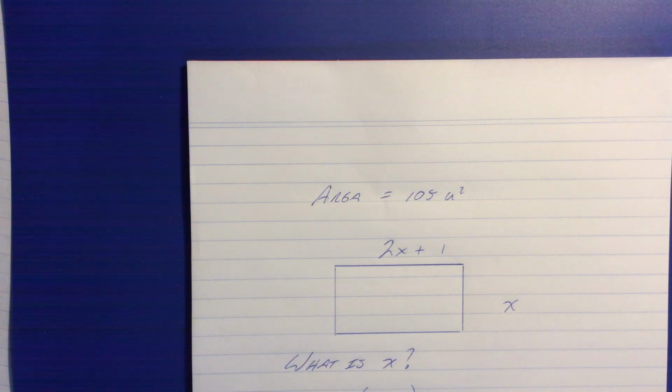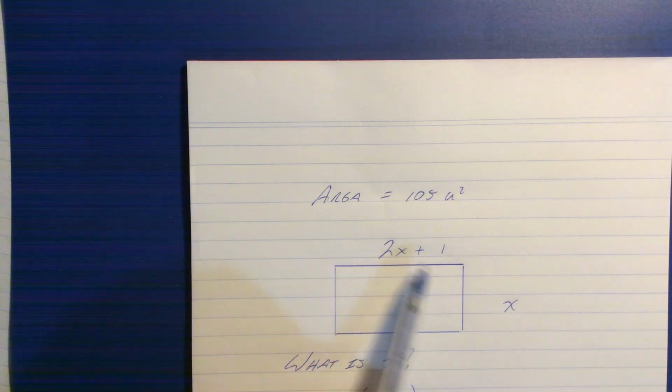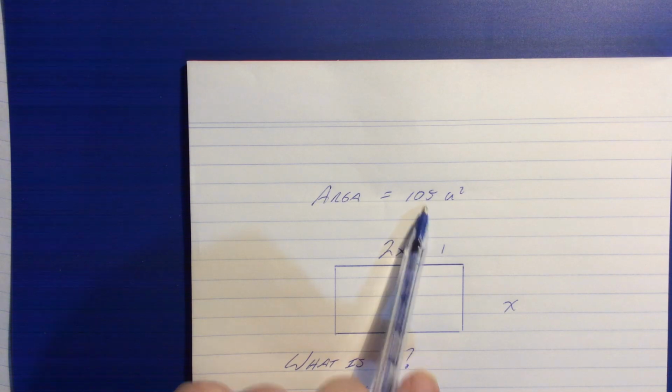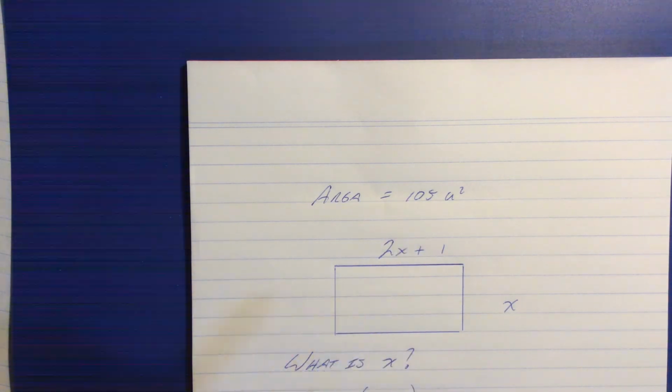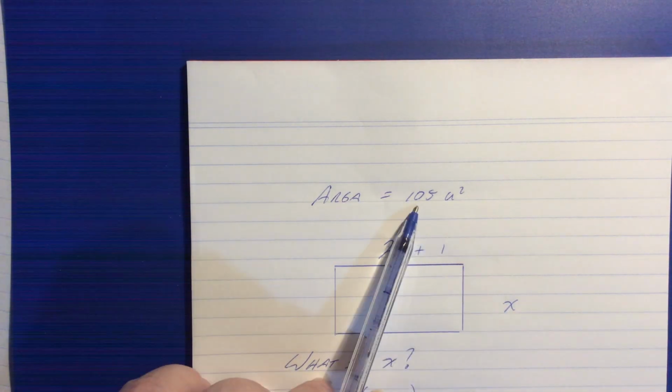Now, I've already done some of the work on this, and you'll see that in a moment. But I just want to talk about how we get to the point where I can do that work. We know this, and we know the area. We also know this is a rectangle, and we know how to find the area of a rectangle, which is by multiplying this side by this side. So if we multiply this side by this side, we get 105.